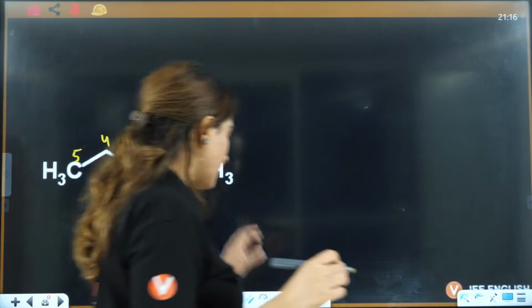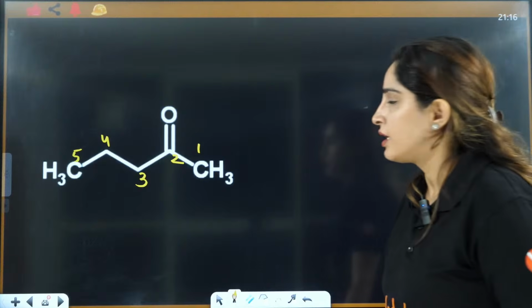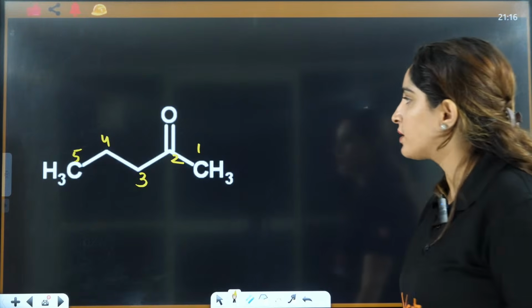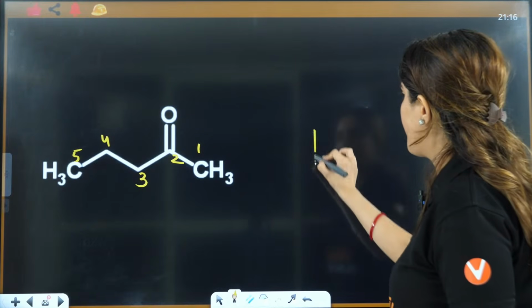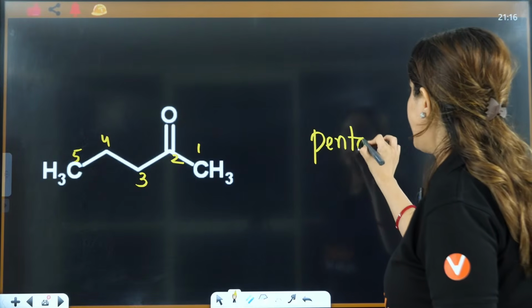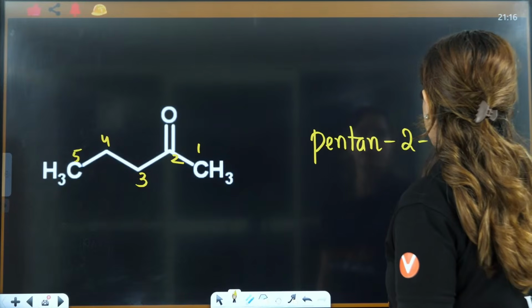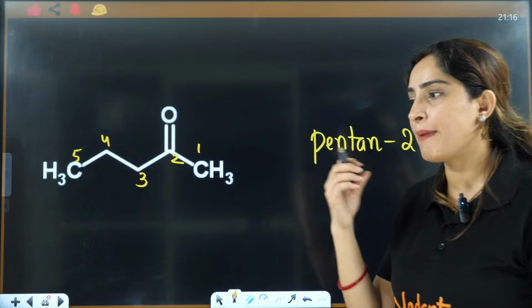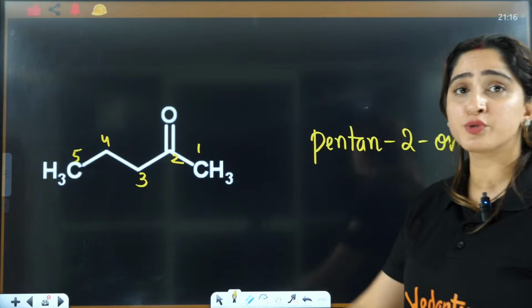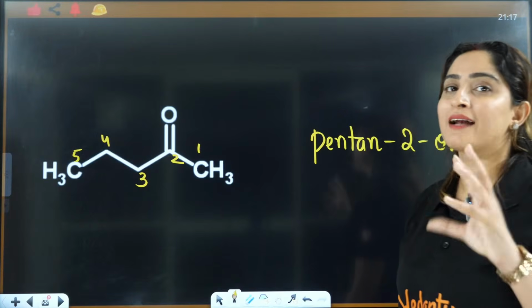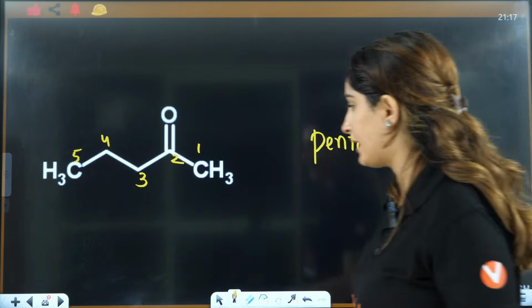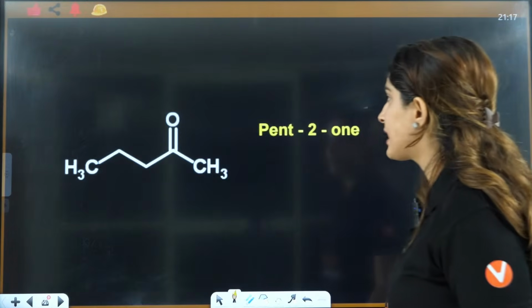For example, you have this compound, this is 1, this will be 2, this will be 3, 4 and 5. So here you will write it like pentane-2-one. On the second position you have the double bond O, that is one, right? So it will be pentane-2-one, right?